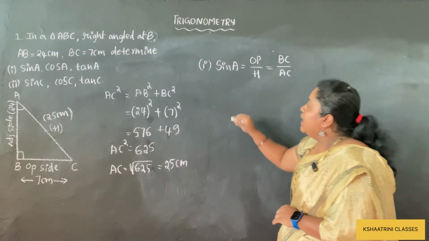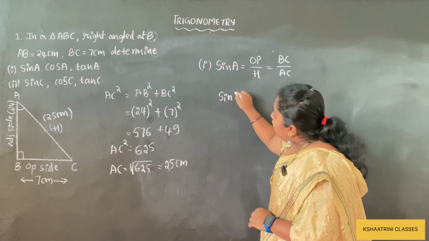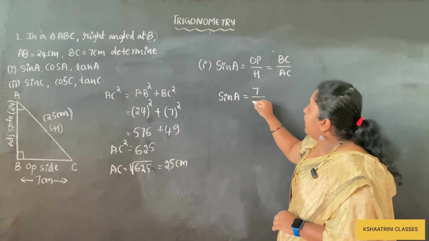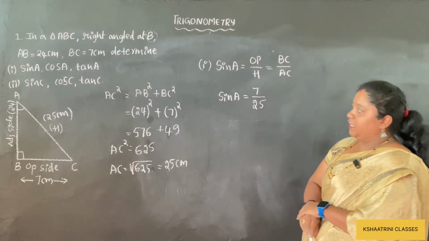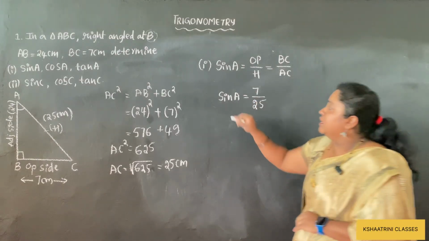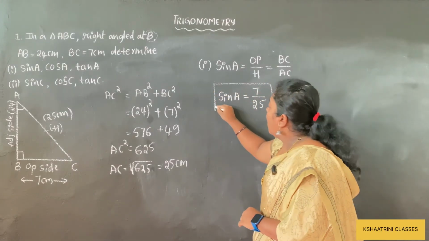BC divided by AC. So sine A value: BC is 7 centimeter, AC is 25 centimeter. So sine A is 7 by 25. This is the needed value.